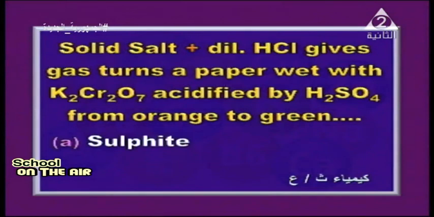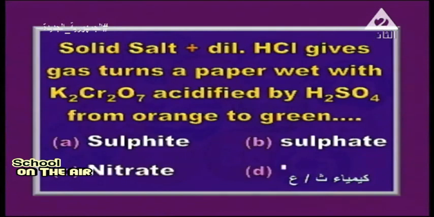Next point. Solid salt plus dilute hydrochloric acid gives gas that turns paper wet with acidified potassium dichromate K2Cr2O7 by sulfuric acid from orange to green. Is it sulfite, sulfate, nitrate, nitrite? If you think about it, yes, it will be sulfite radical SO3 negative 2.